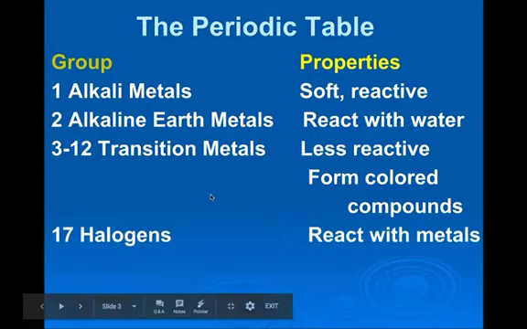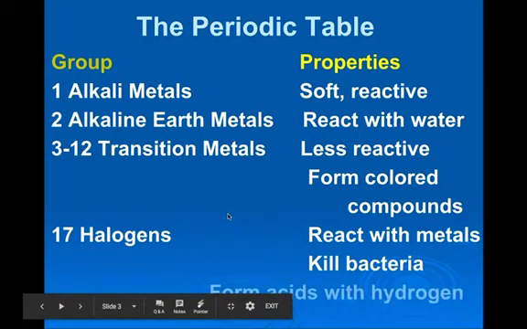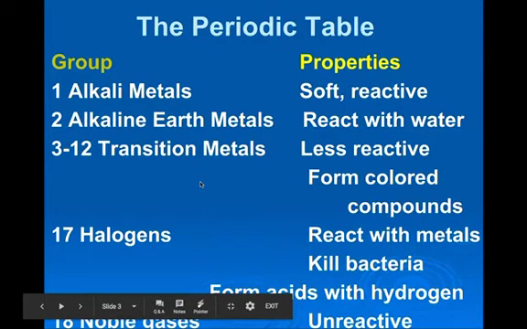Group 17, we talked about them, the halogens. They react with metals, they kill bacteria as we mentioned, and they form acids when they combine with hydrogen. You may have heard of, for example, hydrochloric acid. And sorry, this is hard to see at the bottom.